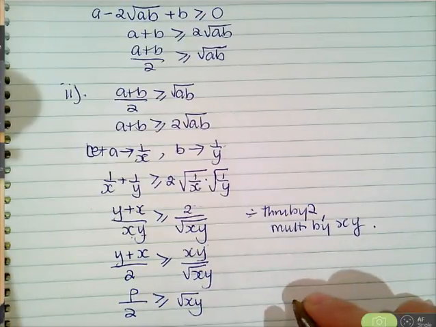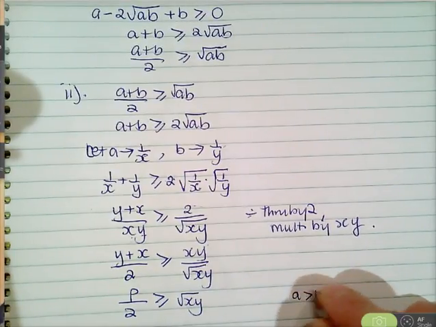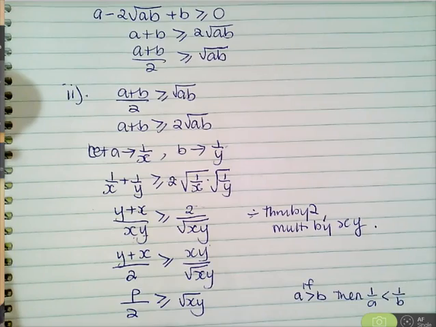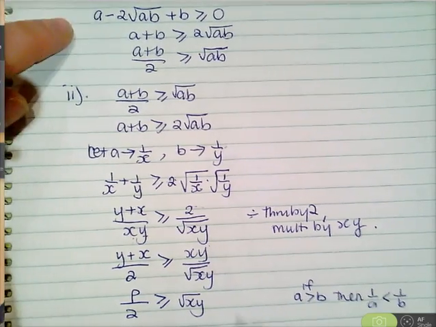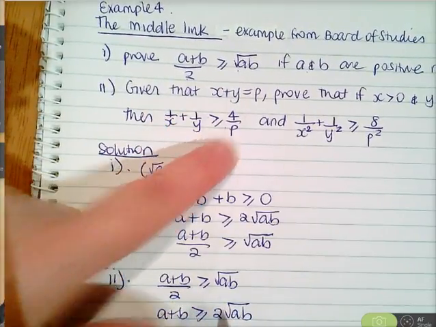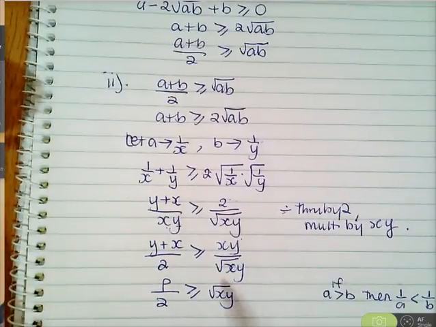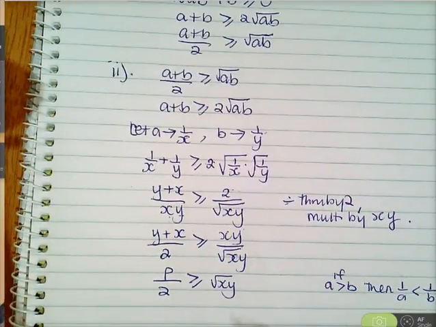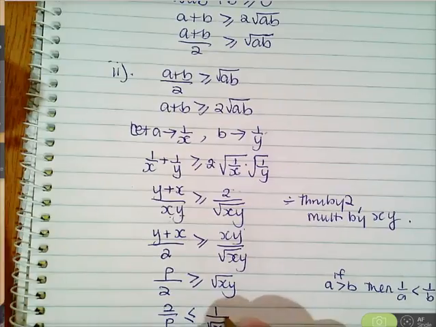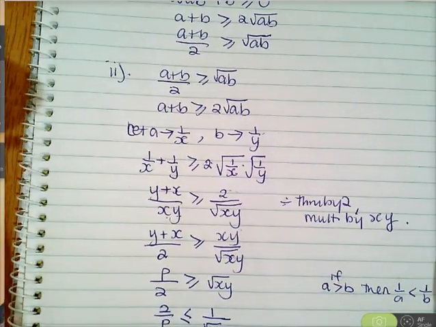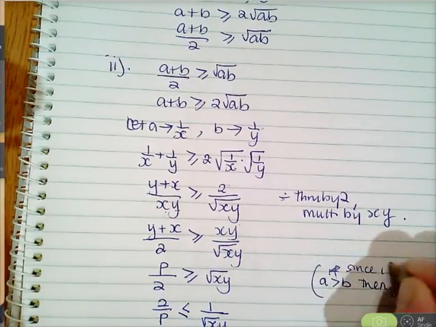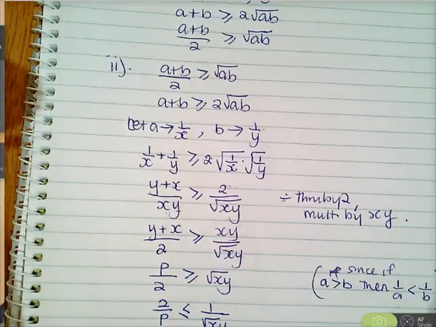Now, also in the first video, we looked at a rule that if a is greater than b, then 1 over a is less than 1 over b. So if we take reciprocals of both sides, the reason we're doing that is we're trying to prove that 1 over x plus 1 over y is greater than or equal to 4 over p. And here I've got p over 2, so it would be good to have the 2 on the numerator and the p on the denominator. So I'm going to go 2 over p is less than or equal to 1 over root xy. Again, using this rule, since if a is greater than b, then 1 over a is less than 1 over b, okay?